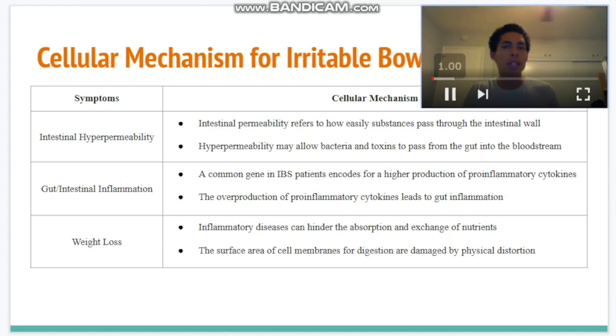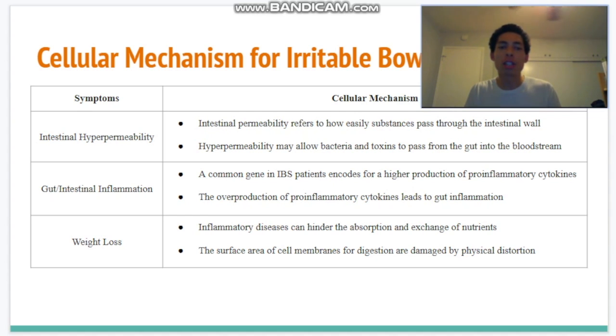The pathophysiology of IBS remains poorly understood, but there are a number of key factors which may play a critical role in the symptom expression of a person diagnosed with IBS, including but not limited to intestinal hyperpermeability, intestinal inflammation, and weight loss. Intestinal permeability refers to how easily substances pass through the intestinal wall. The intestinal barrier prevents loss of water, electrolytes, and the entry of antigens and microorganisms into the body, while allowing the exchange of molecules between host and environment and the absorption of nutrients in the diet.